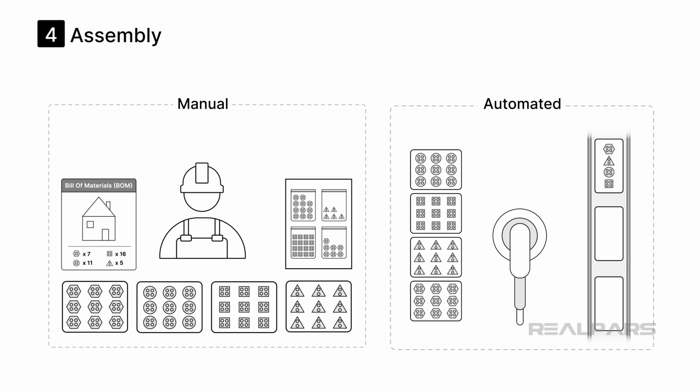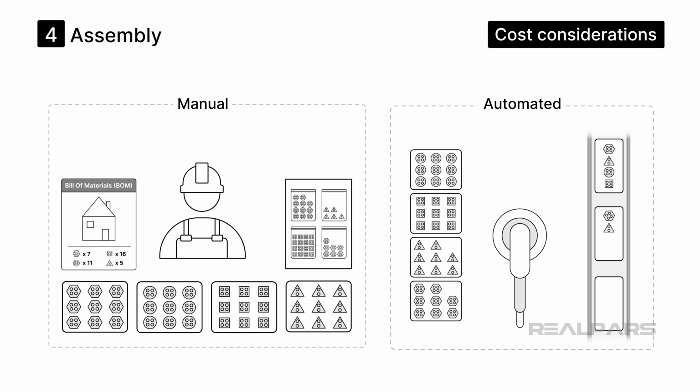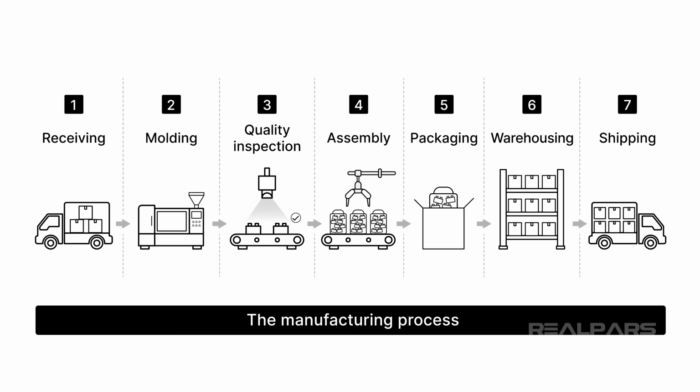In a manual assembly line, workers pull components from bins and place them into bags according to the BOM. In an automated assembly cell, robots perform the same pick-and-place operations. The choice between manual and automated assembly depends on factors like production volume, part complexity, and the cost of automation relative to labor. After assembly, the process shifts to packaging.